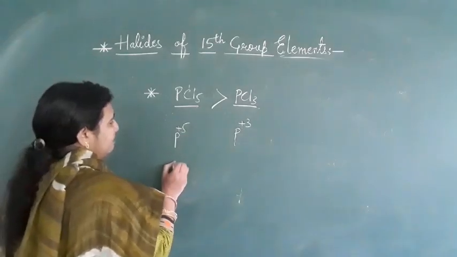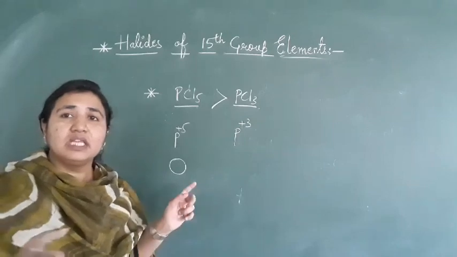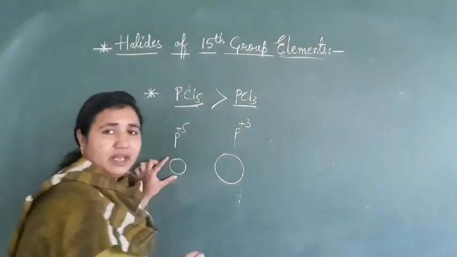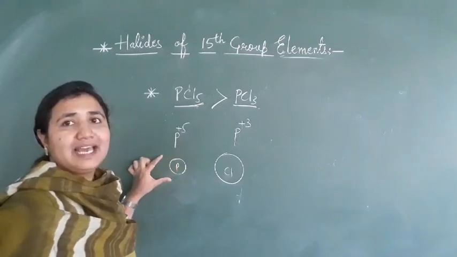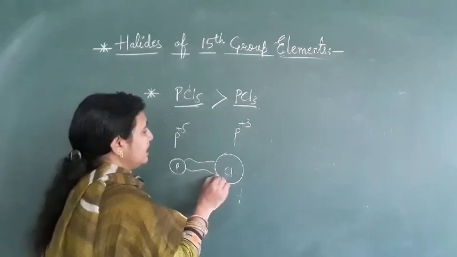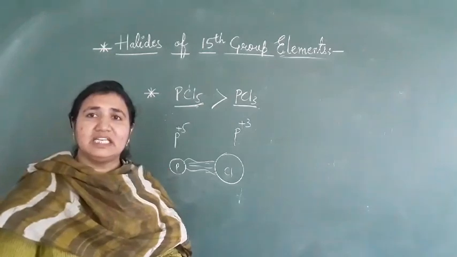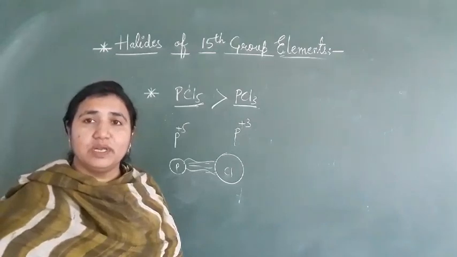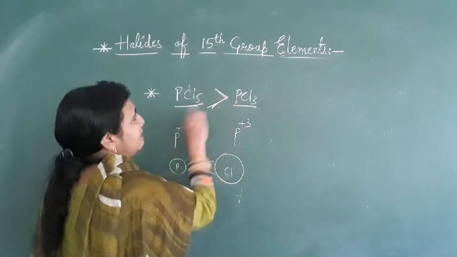The cation will be smaller, because P +5 means 5 electrons lost. After losing them, this cation will be smaller in size. Chlorine's size is large. This is chlorine, and this is phosphorus. After losing 5 electrons, the cation size will be smaller and the anion is larger. So the polarizing power will be more. They will get polarized more, and as polarizing power increases, the covalent character increases according to the Fajans rule. So that's why PCl5 is more covalent than PCl3.